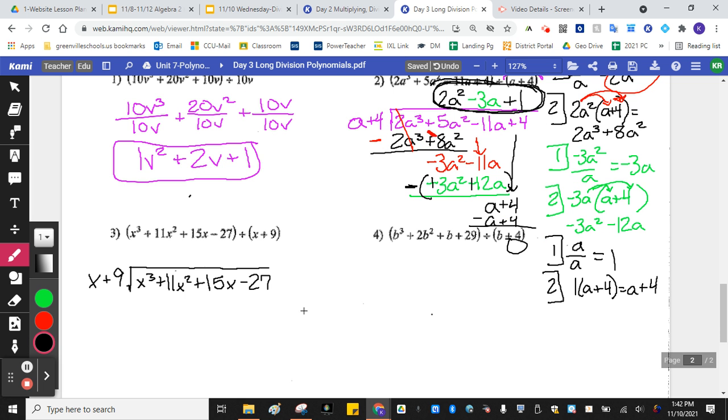All right. 3 steps. Divide, multiply, subtract. Divide. X squared.